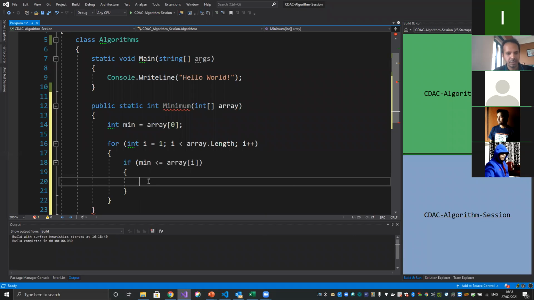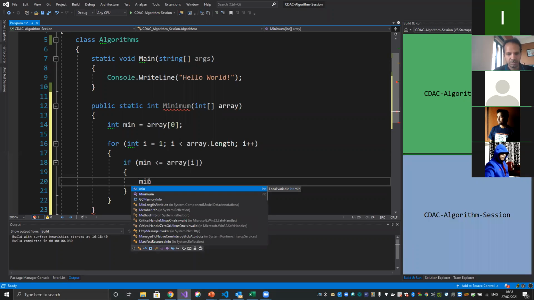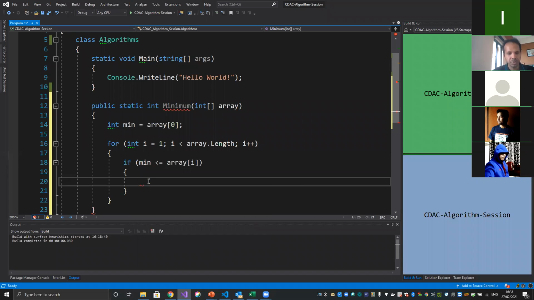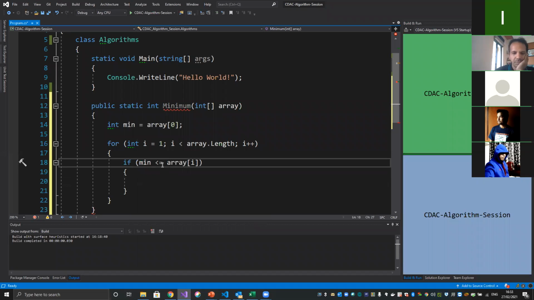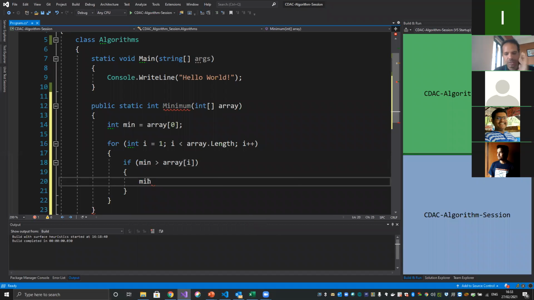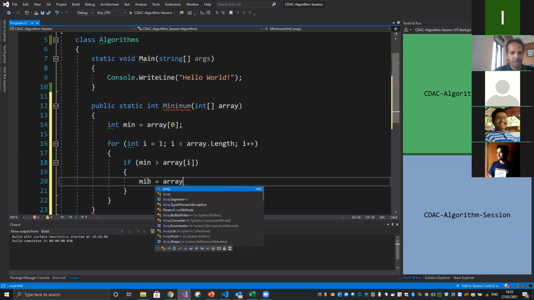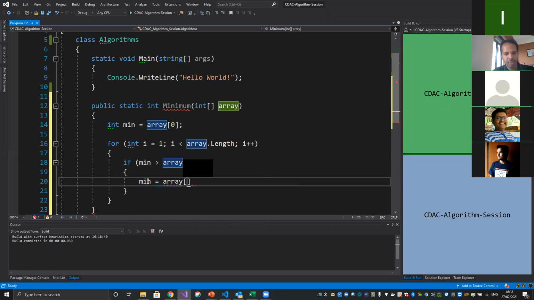So the condition is min is less than or equal to. Is that correct? Then I should swap? No. So when should I swap then? Min is greater than array of i. Perfect. So then I say min equals array of i. I'm basically transferring the value of array of i to min.